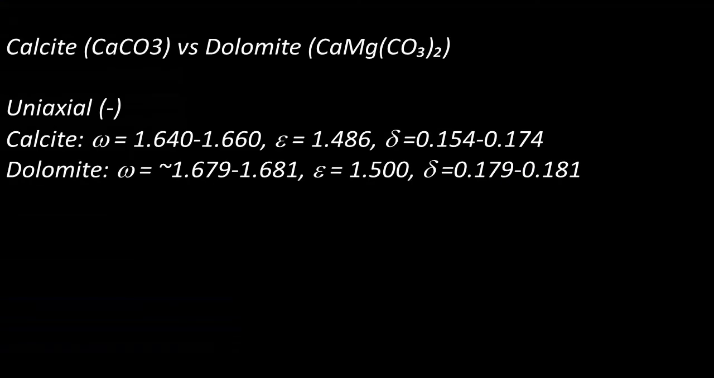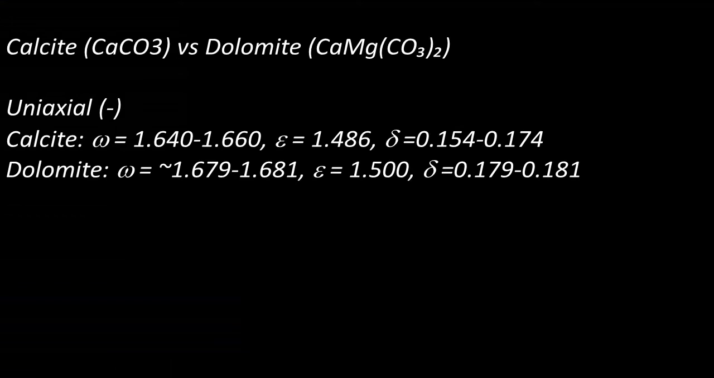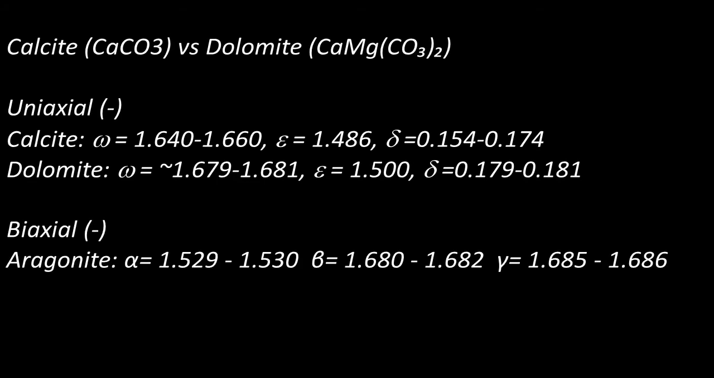Another calcium carbonate is the mineral dolomite. Both calcite and dolomite are uniaxial minerals with very similar morphology and similar refractive indices, though dolomite is a little bit higher. A third calcium carbonate that you'll tend to run into is the mineral aragonite. Now, unlike calcite and dolomite, aragonite is a biaxial mineral. The refractive indices is also quite different. The alpha runs around 1.53 and the gamma closer to 1.685.